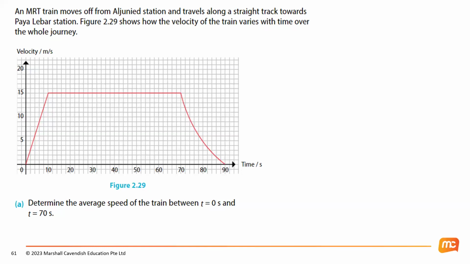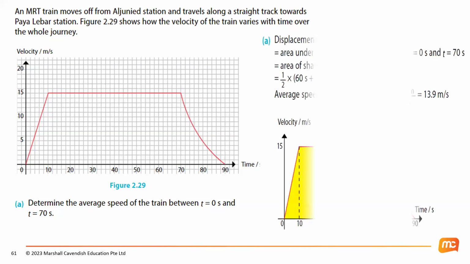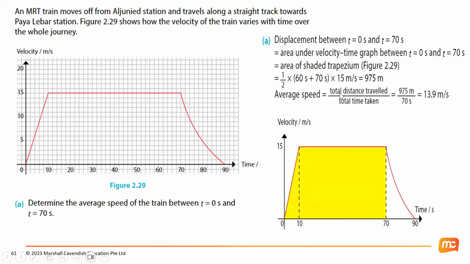So give me the formula for average speed first. You should be able to get that average speed is total distance over total time. So how am I supposed to get the total distance? I don't care about 70 to 90, I only care about 0 to 70. The area under the graph from 0 to 70 will be this entire shaded area between the line and the x-axis, which is a trapezium.